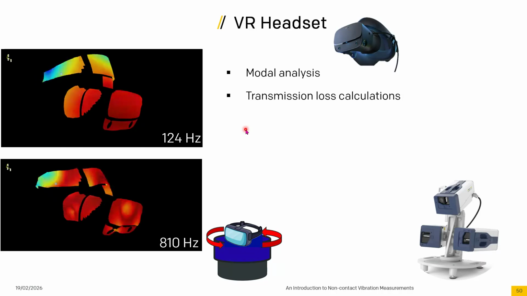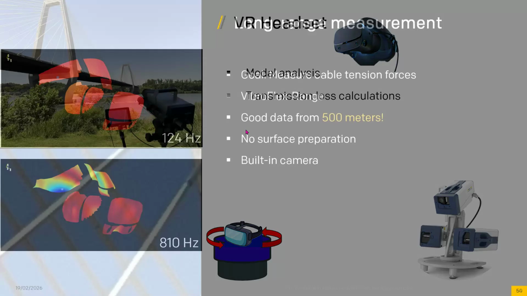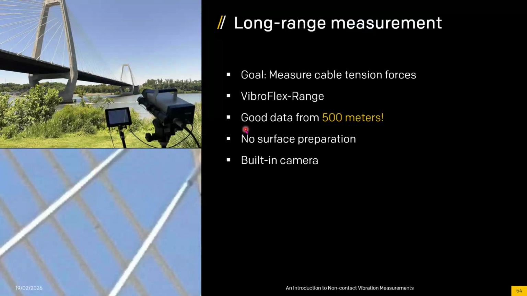Now let's go to the other extreme. Again, as I said, these are not super exotic applications, but they bring out something specific about vibrometry. In this case, it's the ability to measure at super long range distances. This was on a cable stay bridge. The main goal here is to measure the cable tension forces, because that has a direct correlation to the structural integrity of the bridge itself.